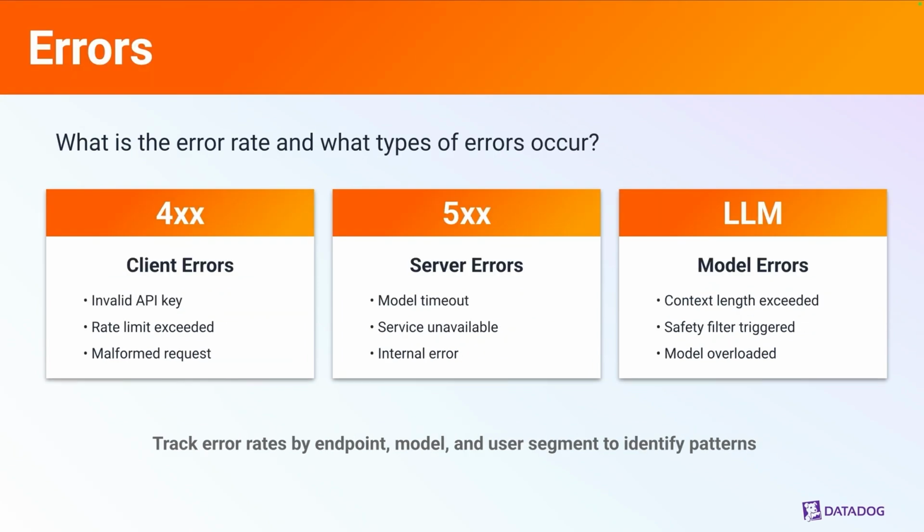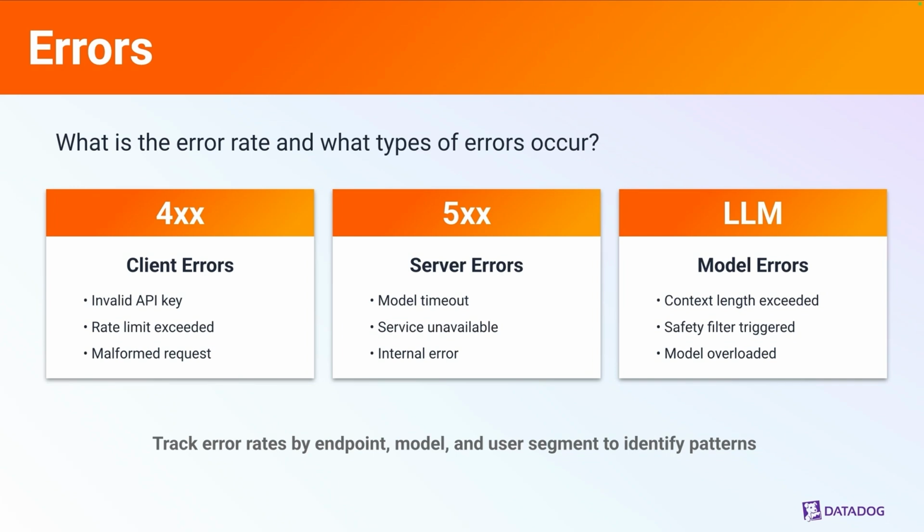Now let's move on to the second golden signal, errors. Errors are fundamental. We need to know what is the error rate and what types of errors are occurring. In the world of GenAI, you need to segment your errors beyond the classic HTTP status codes. While traditional monitoring would cover things like 400 or 500 server errors, we must also now track a new category.